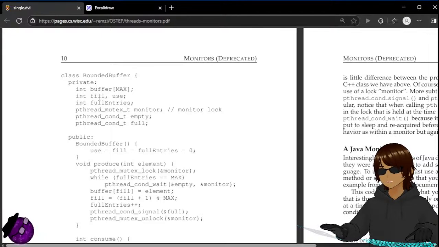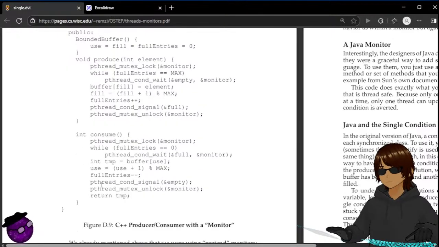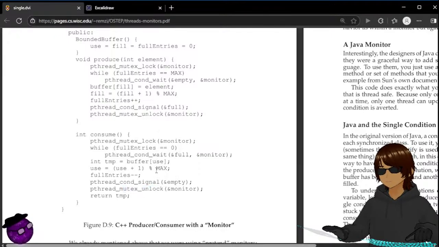The buffer, this is the same as before. But this time we have this lock over here, and a signal here, and unlock here. They use both signal and locks.